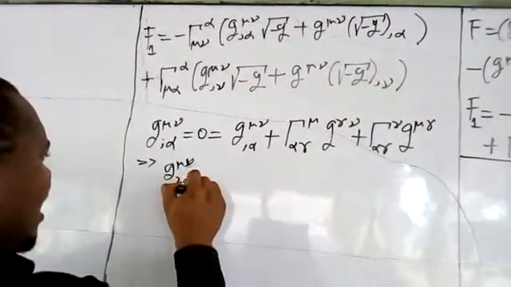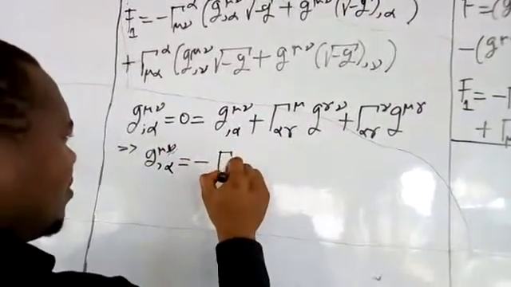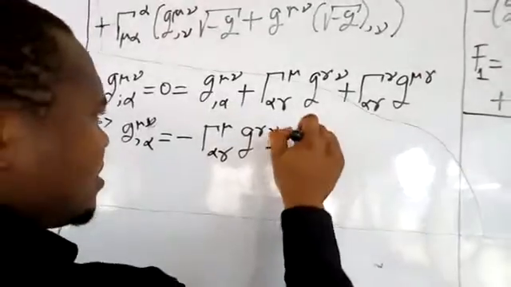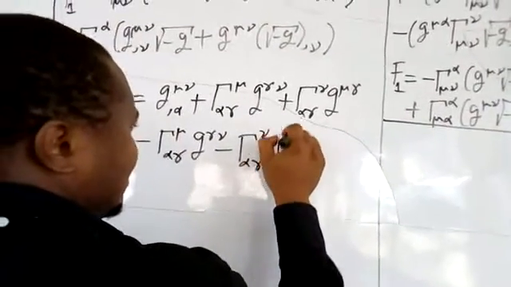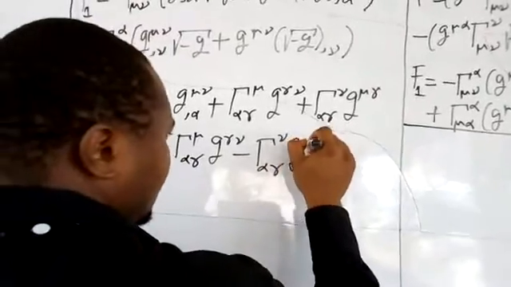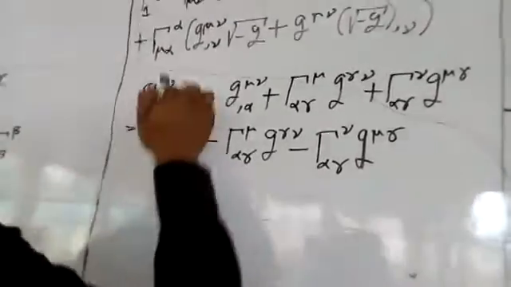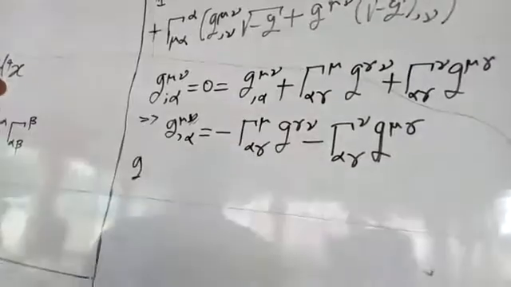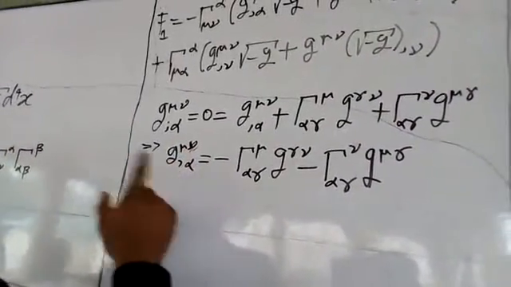g^{μν}_{,α} should be equal to minus of that, being equal to 0: Γ^α_{γμ} g^{γν} minus Γ^ν_{γα} g^{μγ}. That is what that should be. And then, remembering again that for this, let me just go ahead with the 2, or I might as well decide to contract this.